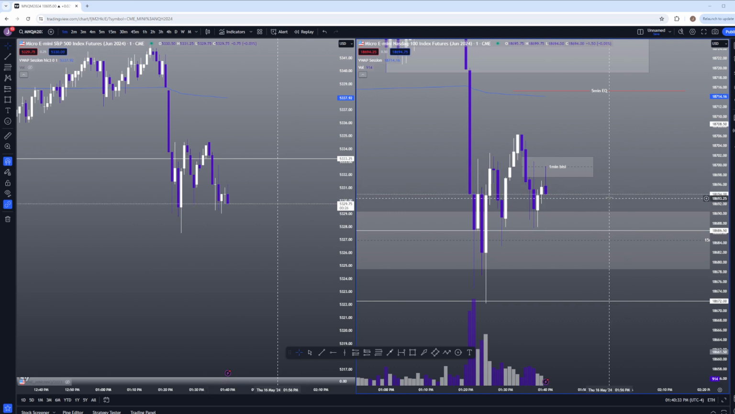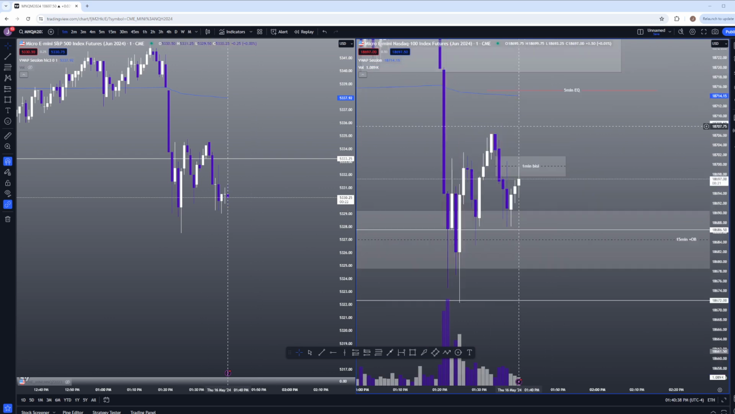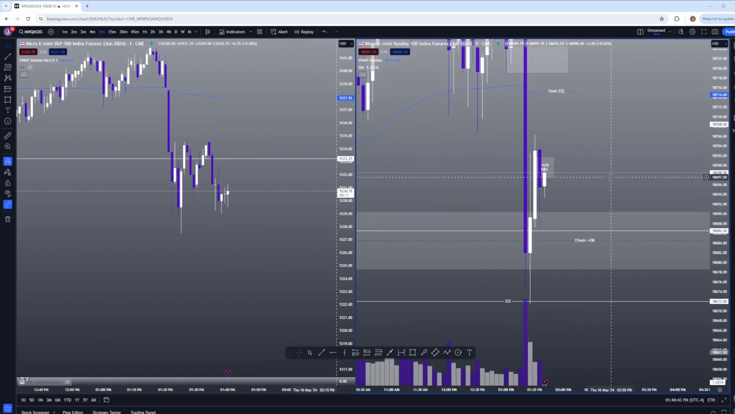Okay, we're getting that bounce again off that 1 minute bearish fair value gap there. But still not enough for me to have conviction on either side.